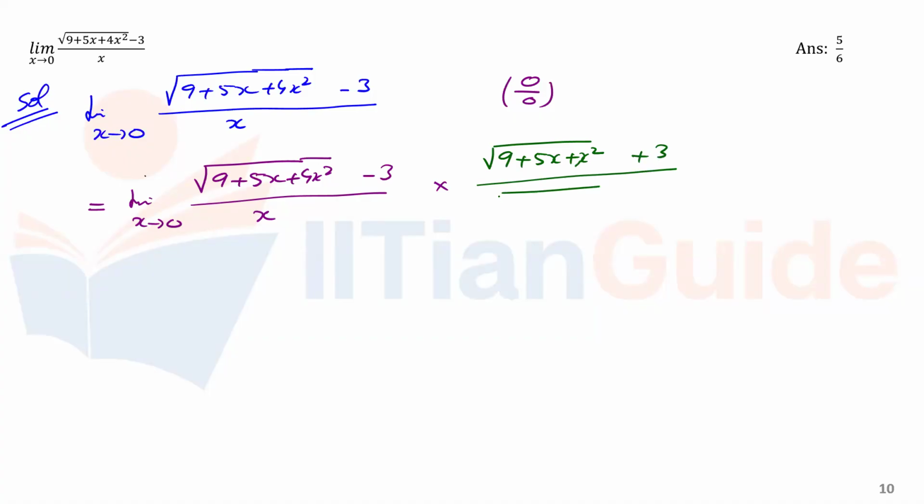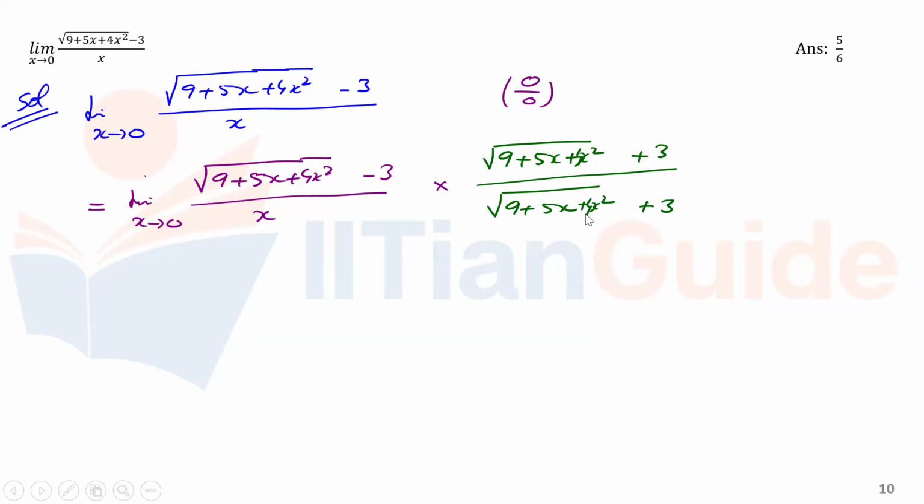In the denominator, I have the square root of 9 plus 5x plus 4x square. A student says it should be 4x square, and yes, it is 4x square. The answer will not change whether we write 4x square or 10x square, but we should not write it wrong.